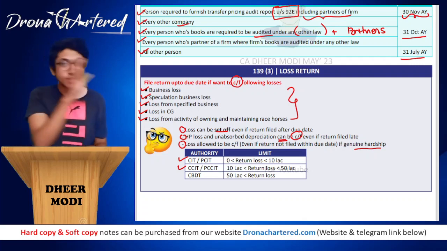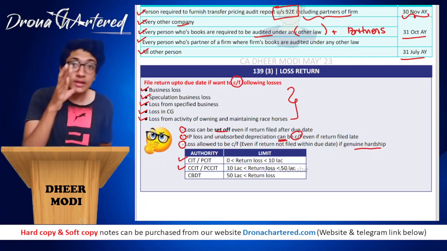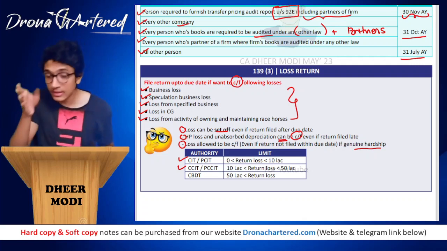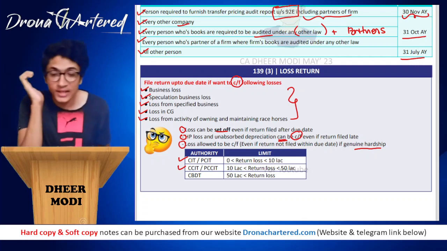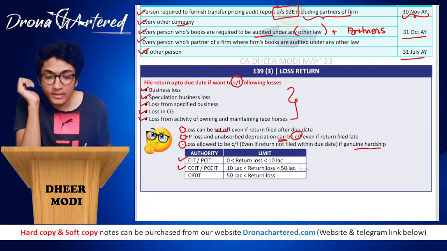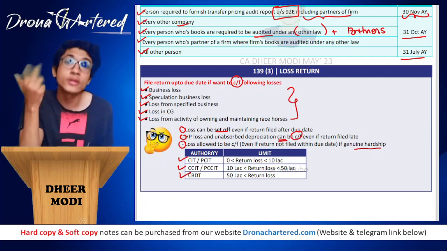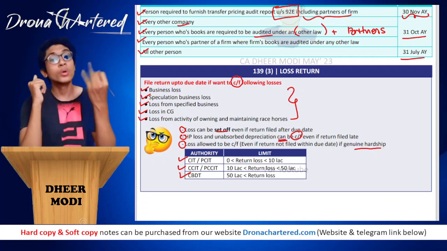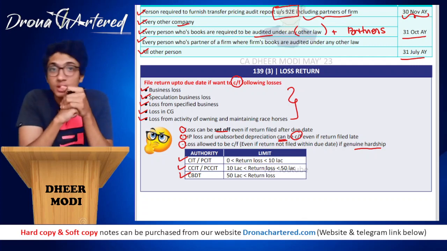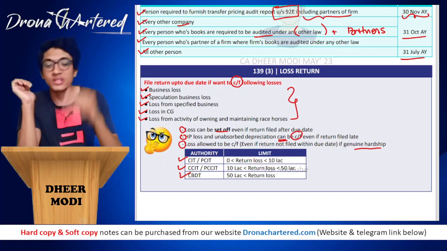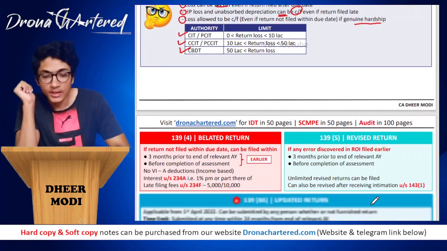So first is CIT, PCIT, then CCIT, PCCIT is 10 to 50 lakhs. And if it is more than 50 lakhs, then it is your CBDT. You have to take the authority, you have to take approval from a CBDT. Only then they will allow you to carry forward the loss. Okay, I hope section 139.3 is clear.